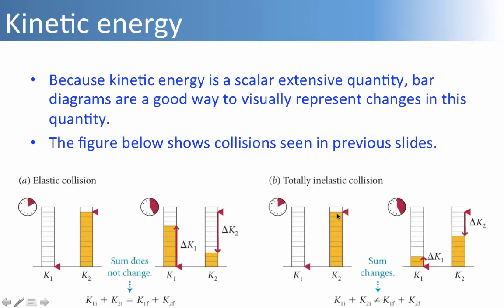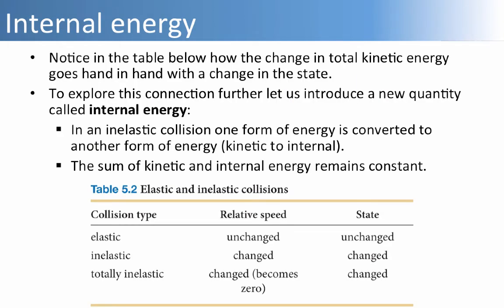The total here is 1, 2, 3, 4, 5, 6, 7, 8, 9, 10, 11 yellow blocks. And here we have 1, 2 in K1 and 1, 2, 3, 4, 5, 6 in K2, which is 8 yellow blocks. So a little less kinetic energy. So where did that energy go? There was that initial kinetic energy that then wasn't there after the collision. And that is converted kinetic energy that goes into internal energy.